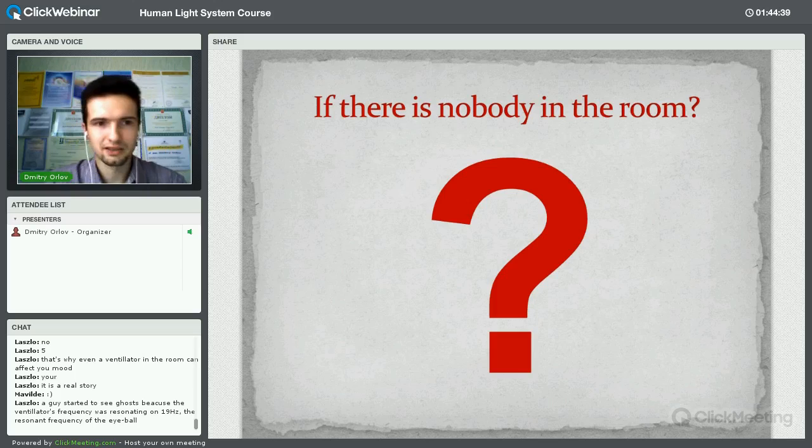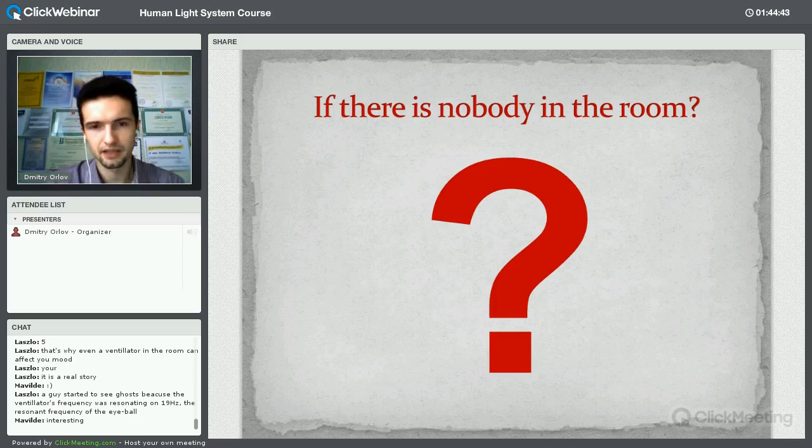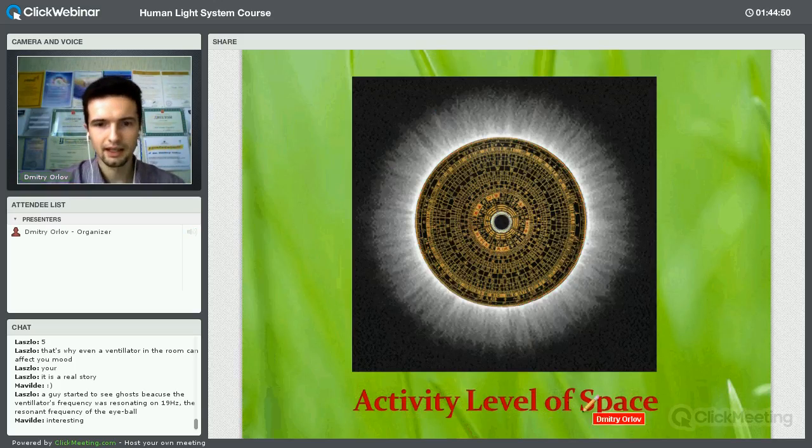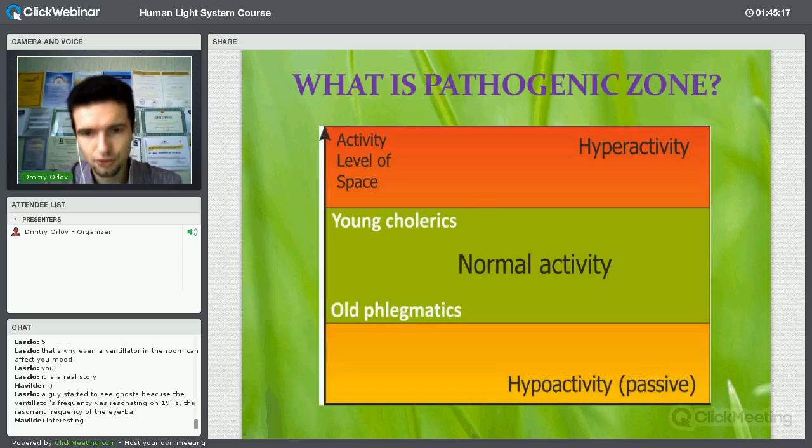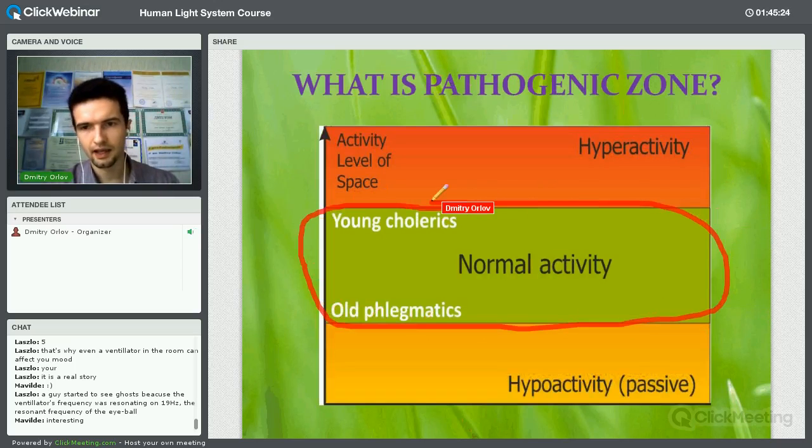But by doing such measurements, I've understood that if there is nobody in the room, we can have a different signal. And I started developing an approach, the activity level of space or activity level of environment. Briefly, just an overview, because we will be discussing this in the next lecture, next webinar: there should be some norm for the space to be in, and the norm will be relative to the properties of the person that is inside of this space.